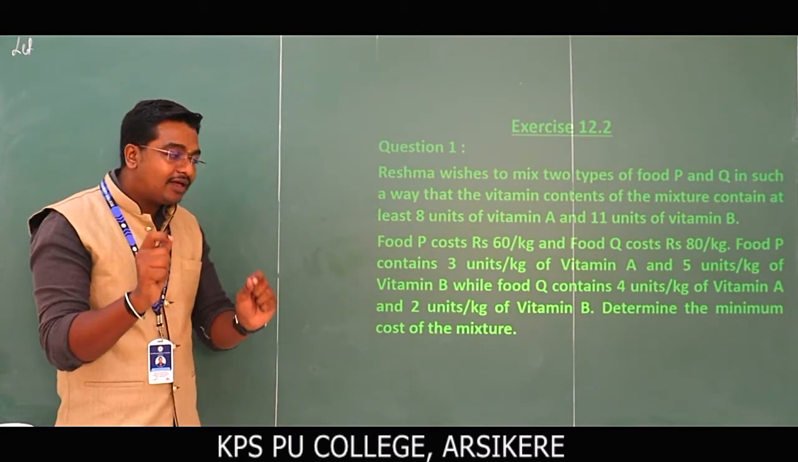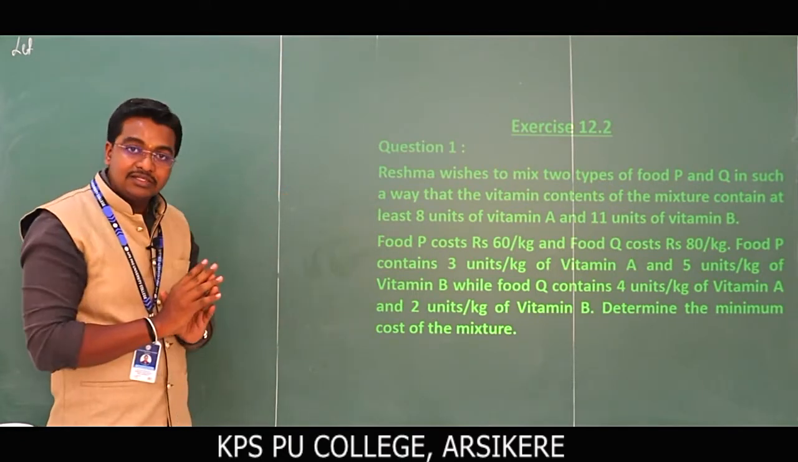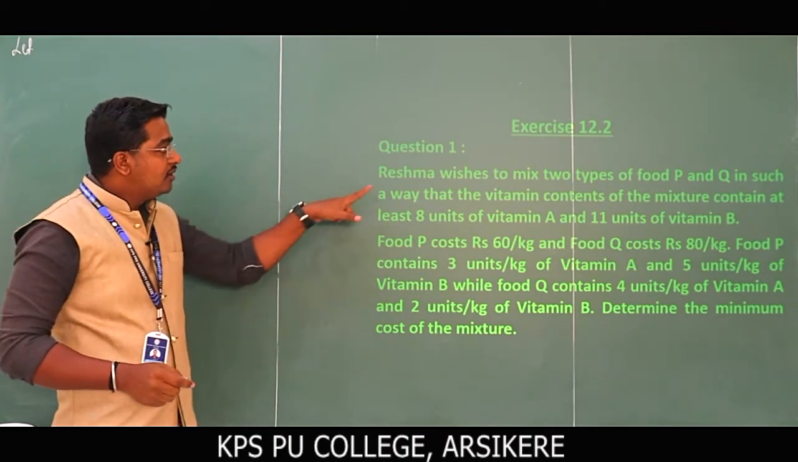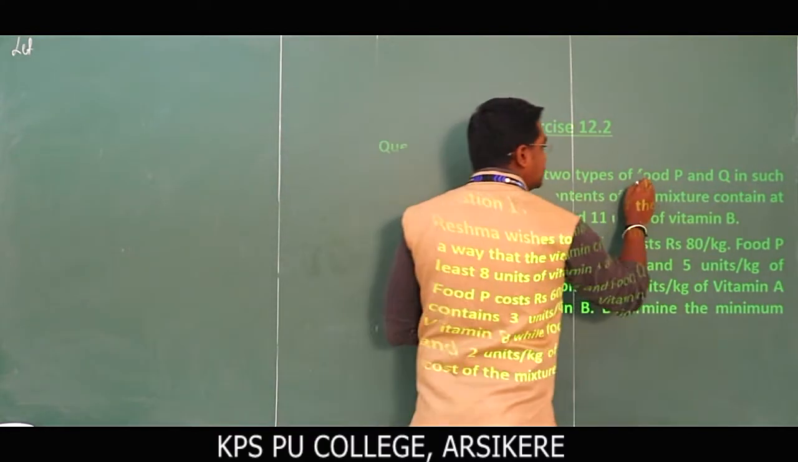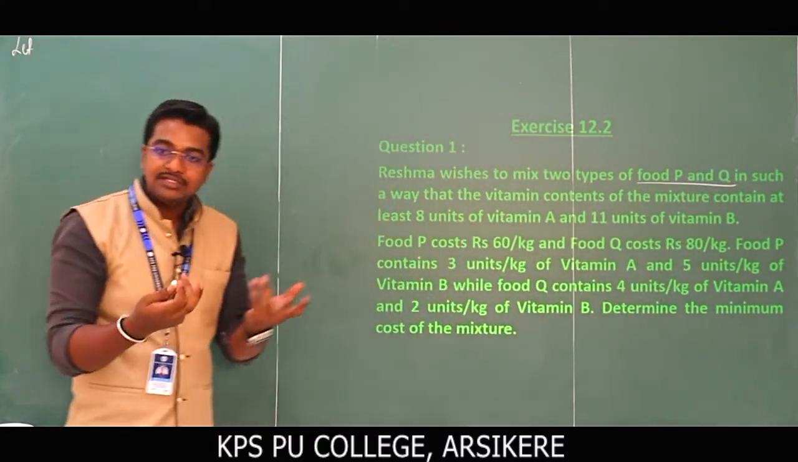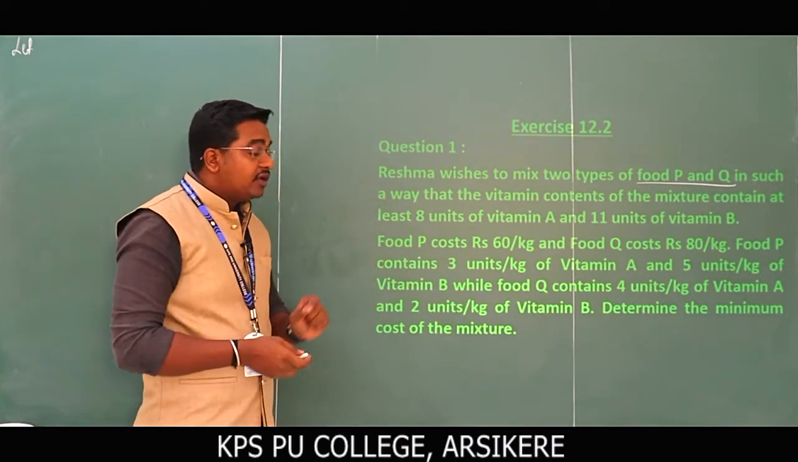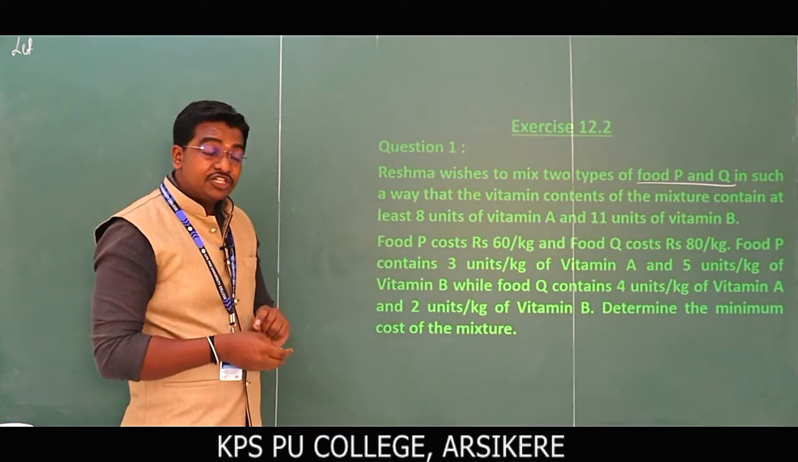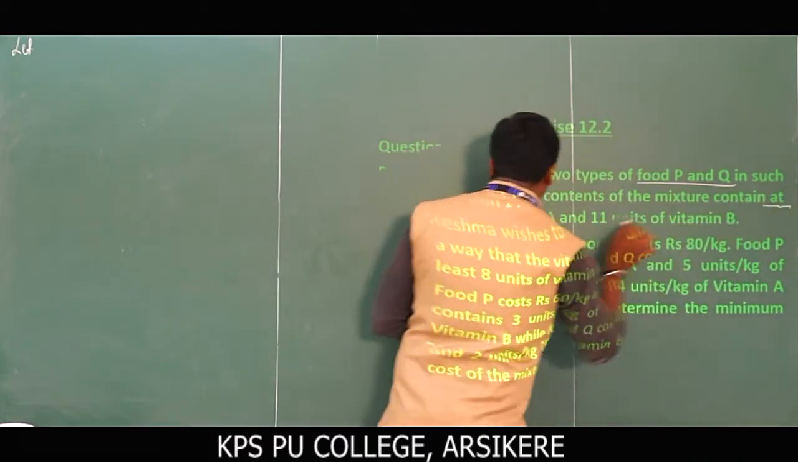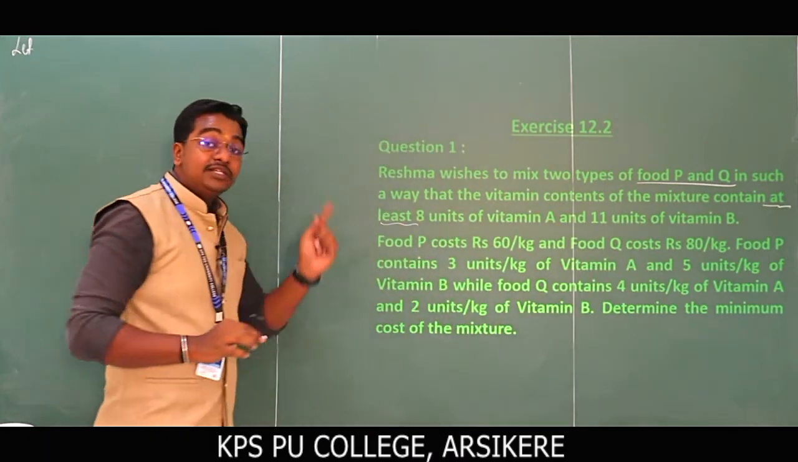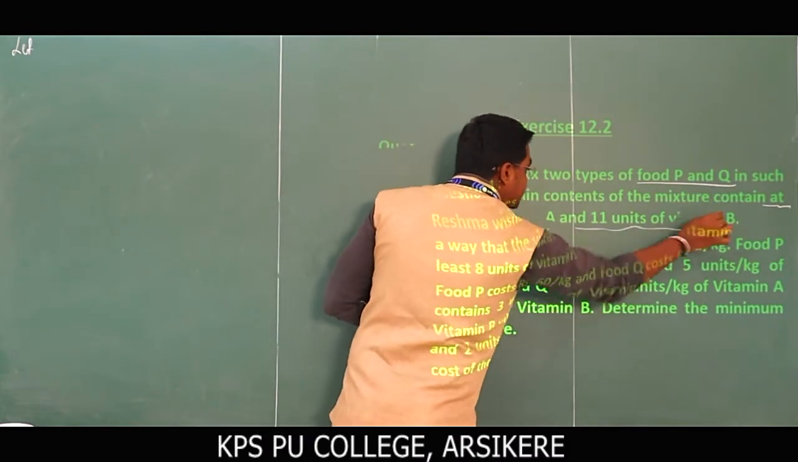Here we have to find the minimum cost of the mixture. So what are the important things we have to observe? Reshma wishes to mix two types of food. First type is P, second type is Q. In such a way that the vitamin content of the mixture contains at least, and this is very important, at least 8 units of vitamin A and 11 units of vitamin B.